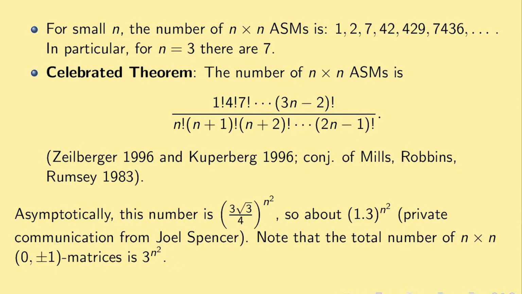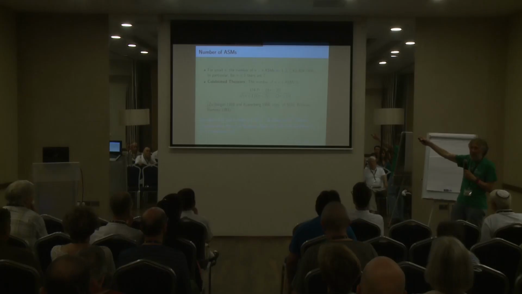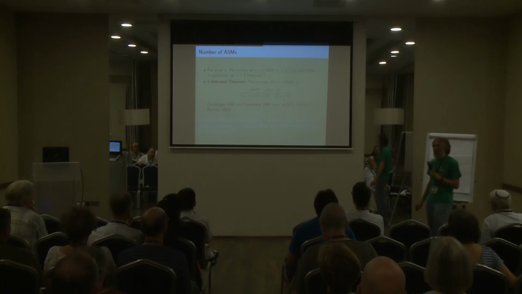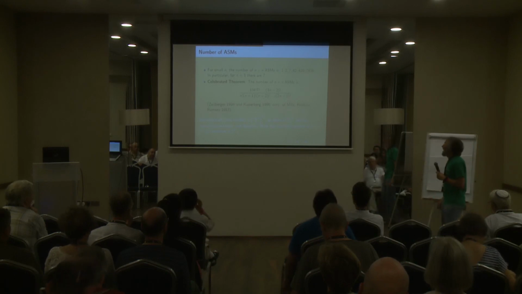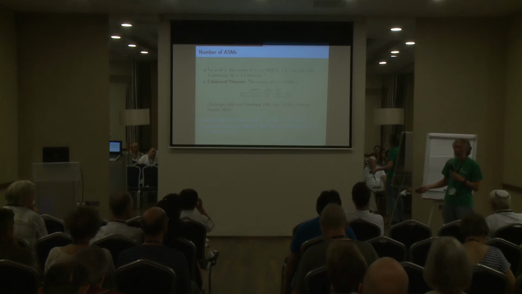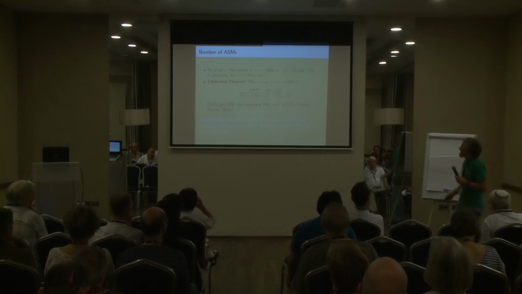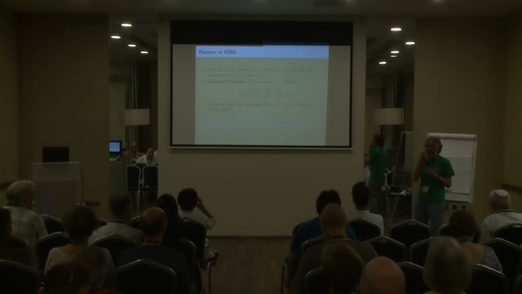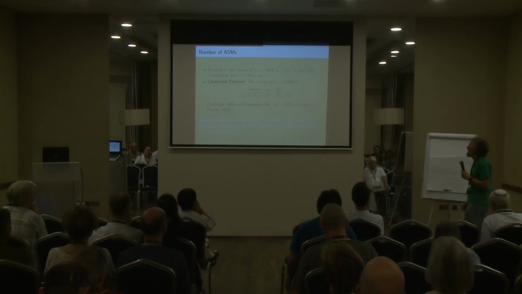And the celebrated theorem proved by Doron Zeilberger in '96, and another proof given by Greg Kuperberg also in '96, solving a conjecture of Mills, Robbins, and Rumsey, was that number, that's the number of n by n ASMs. And I don't know how they first came about that conjecture, and I don't know how they first proved that conjecture. But it's obviously not going to be a simple procedure in order to prove that that's the number of n by n ASMs.